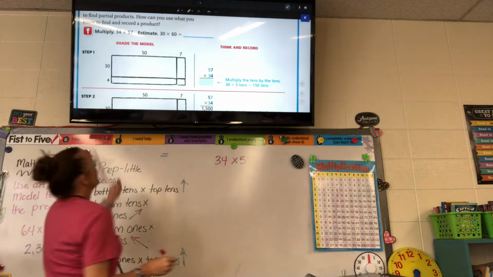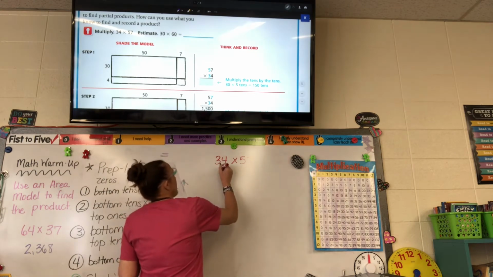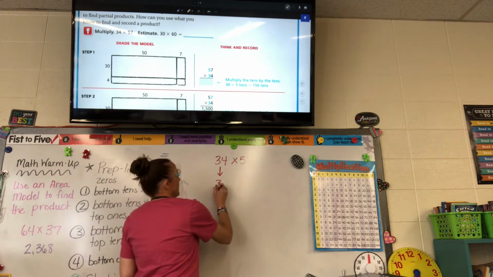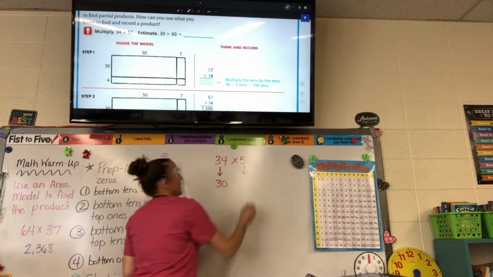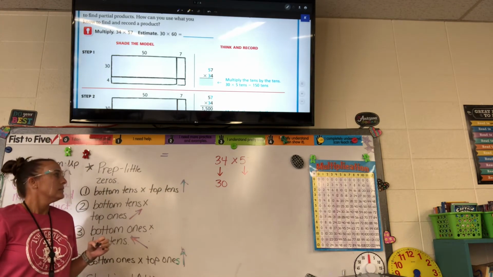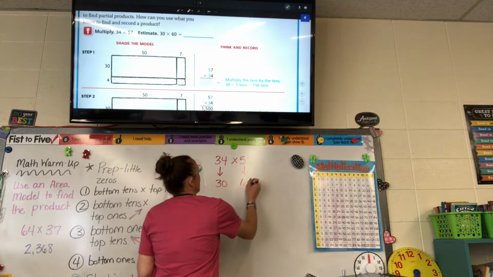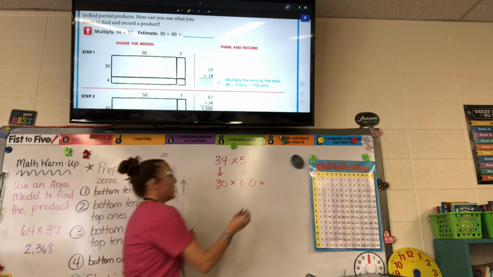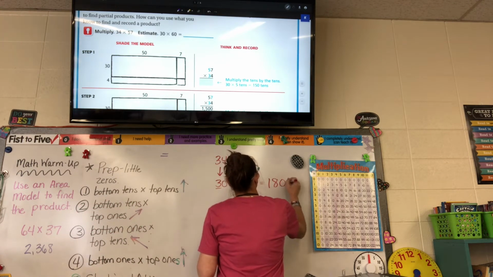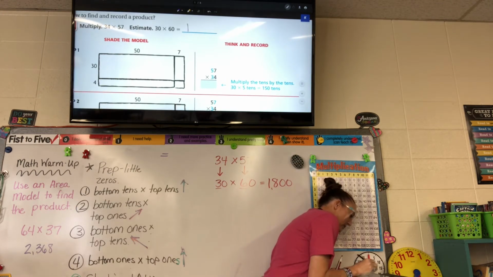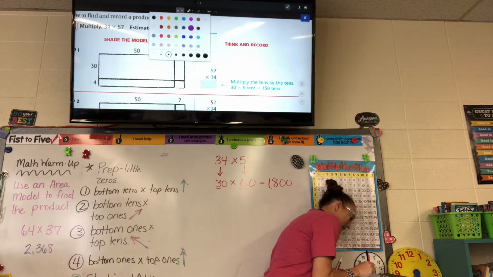Okay? So they want us to estimate first. What does 34 round to? 34 rounds to 30. Good. And then what does 57 round to, Julie? 60. Good girl. Okay. And now we use our basic fact of 3 times 6, which equals what? 18. And how many zeros? 2. So our estimate then, that you need to write on your paper, is 1,800. I'm going to make this a little darker or a little bigger.